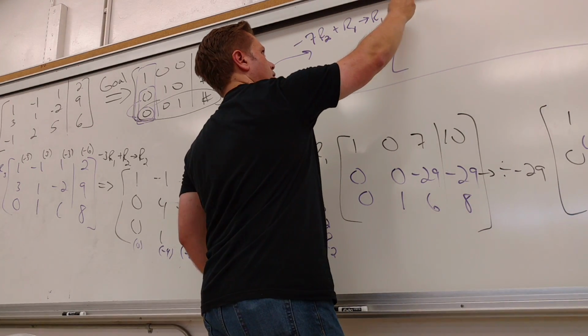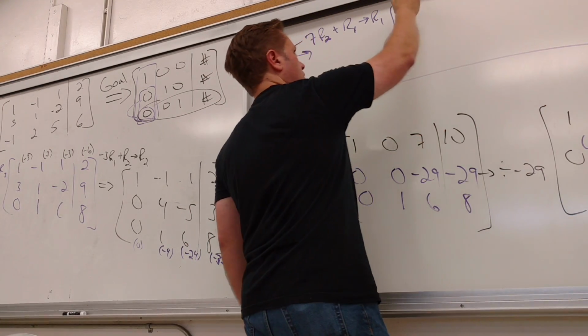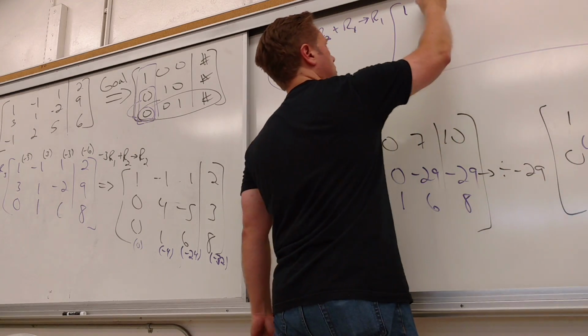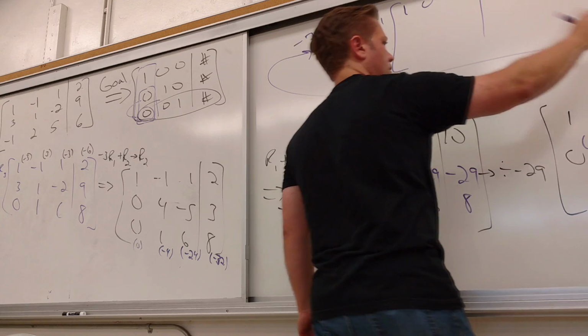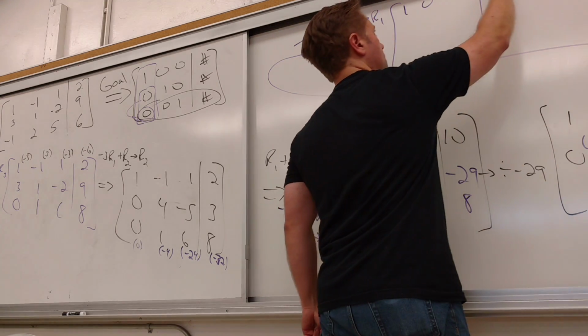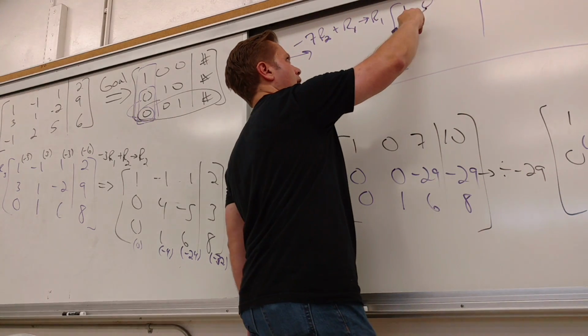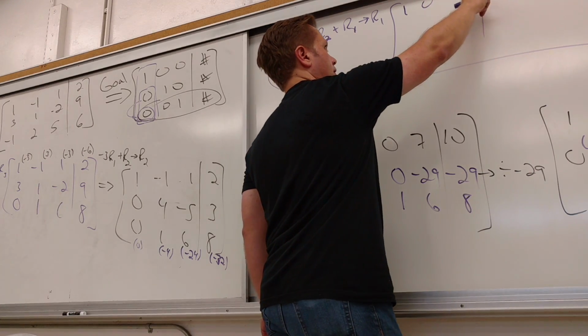Alright. So now this first row becomes 0 plus 1 is 1. 0 plus 0 is 0. Negative 7 plus 7? 0. Negative 7 plus 10? 3. So now I know X is 3.